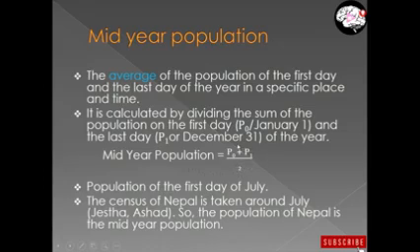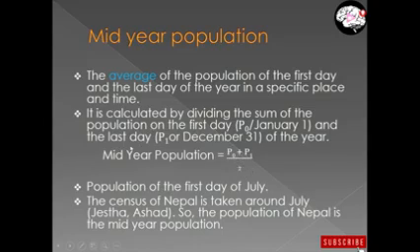So by looking at this formula you can say that mid-year population is the average of the population of the first day and the last day of the year. Look here, this is the average population of the first day and last day of the year. In the formula you can also use different symbols. Instead of P0 you can write (P1 plus P2) by 2.